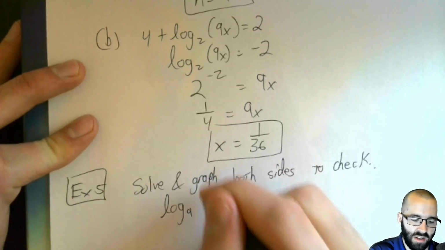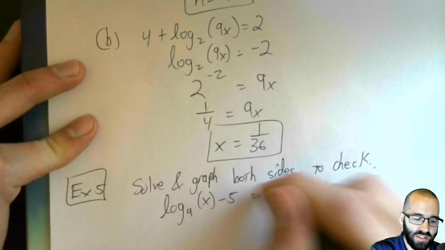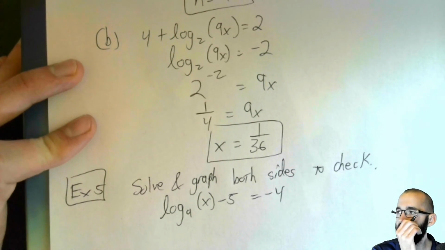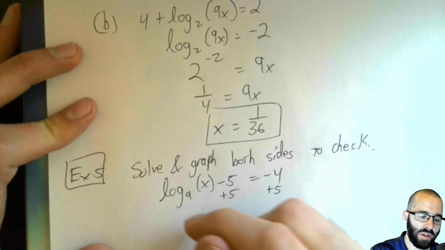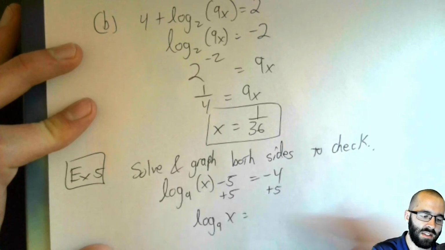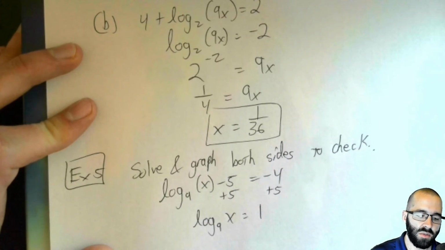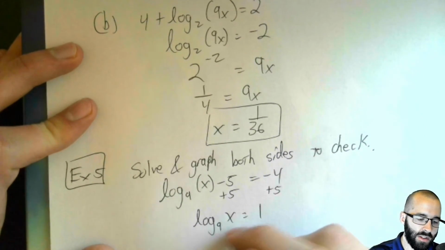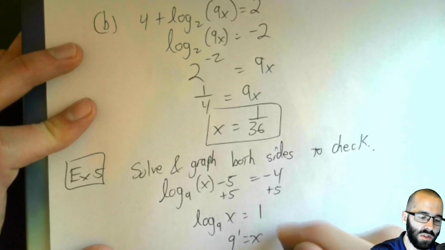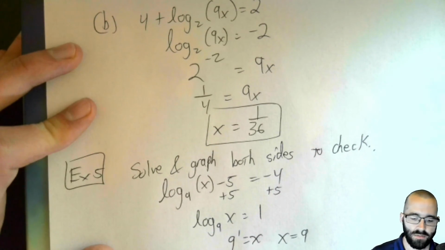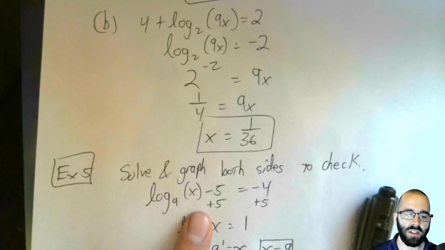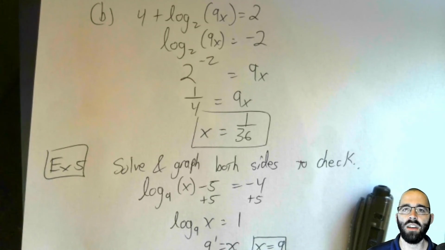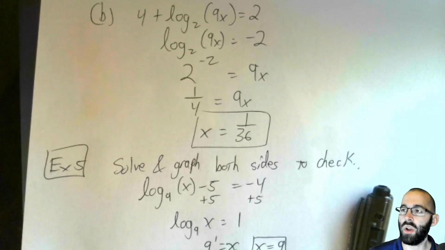So log base 9 of x minus 5 is equal to negative 4. So we have to get the logarithm by itself. So we add 5 to both sides. When we do that, we have log base 9 of x is equal to negative 4 plus 5, which is positive 1. Using the definition of the logarithm is going to give us 9 to the first power equals x, or just x is equal to 9. So our answer should be x is equal to 9, but let's graph this. All right, so we're going to graph the left-hand side, and we're going to graph the right-hand side, and see what happens.